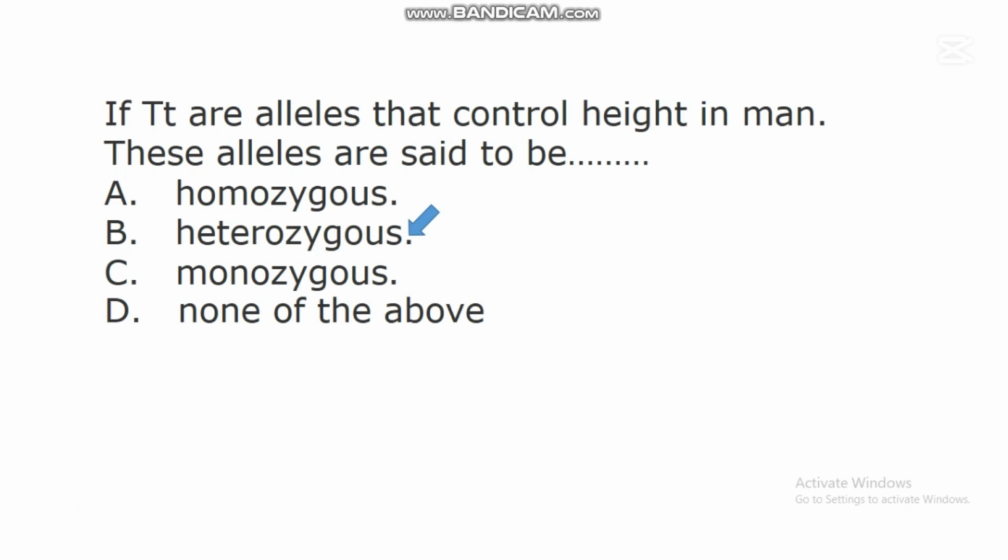So these capital T and small t are letters that are used to represent the genes that control height in an organism. So in this situation, these alleles are called heterozygous alleles because they are different, but those alleles that are identical are called homozygous alleles in genetics.